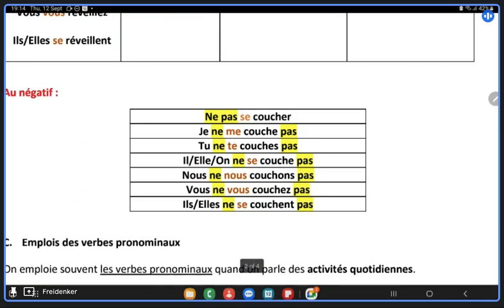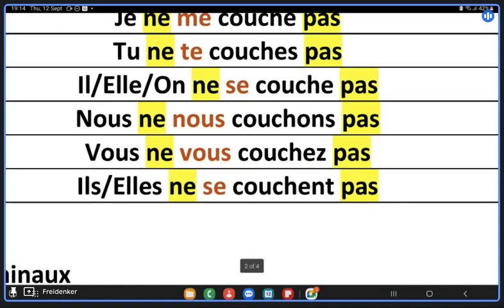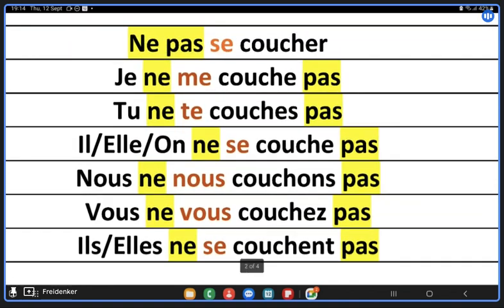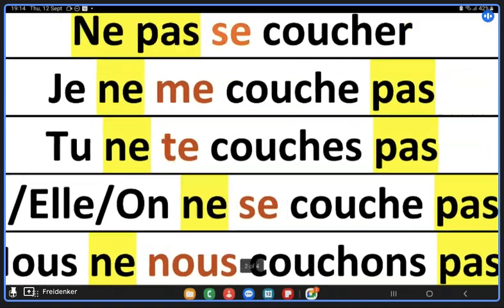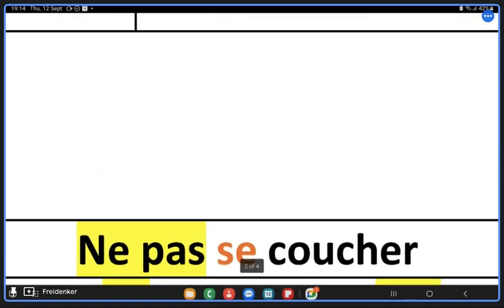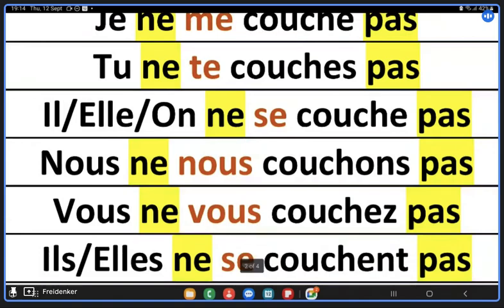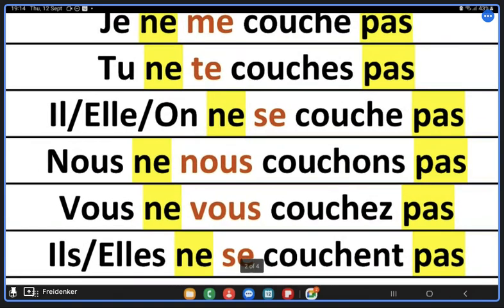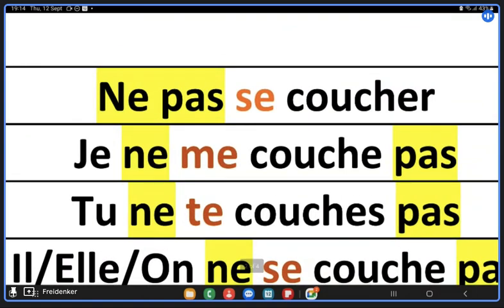Okay, and negative. You just add NE and PAS, but the SE should come along with the verb. You don't separate the SE. So NE and PAS will come around this combination. In case you have a doubt as to why NE and PAS are together in the first line, it is because this is an infinitive. This first line is different from the other lines. For exam purposes, just remember this thing. Infinitive is also part of the exam, but I don't want you people to get confused.